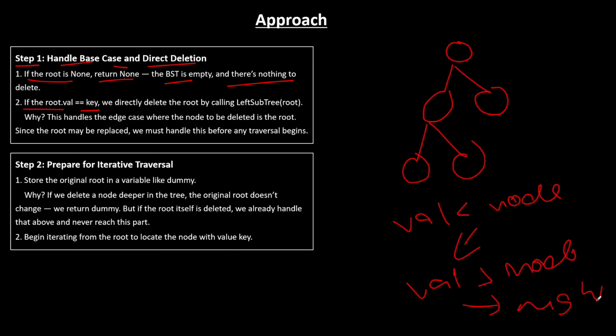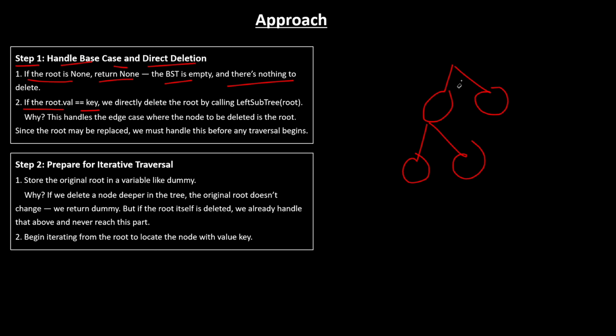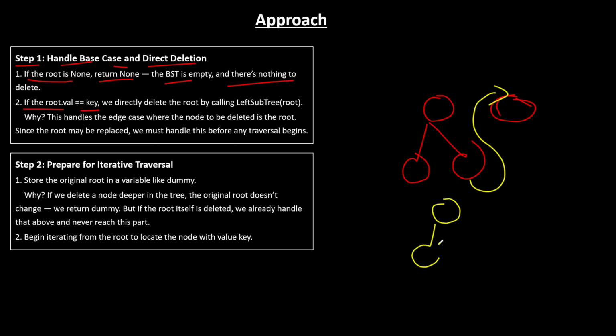But what happens if the root itself is the node which has to be deleted? We'll directly call the left subtree function, and that will help us. This particular node gets deleted, and as per our left subtree function, we'll connect its right here, and our new tree will become like this. Okay, the root is deleted. Since the root may be replaced, we must handle this before any traversal begins.